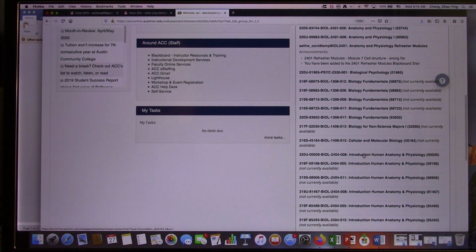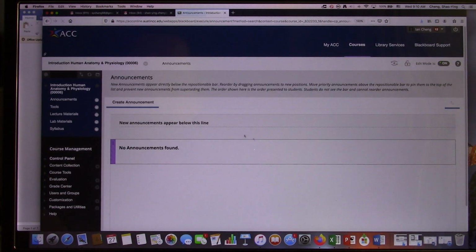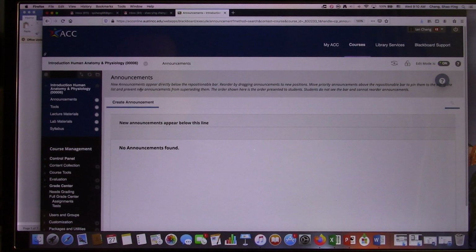This summer, all the classes are online. You have to use Blackboard a lot. When you log into Blackboard, you find your class, and that's here. You click, and all the class information is here.